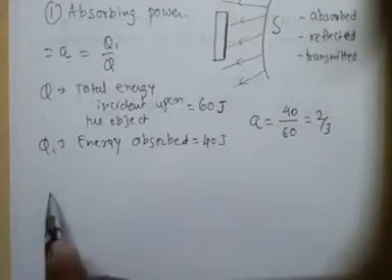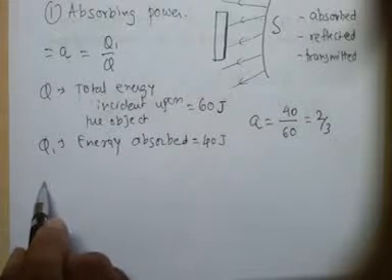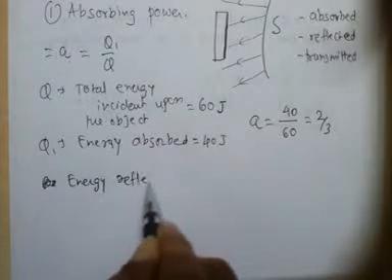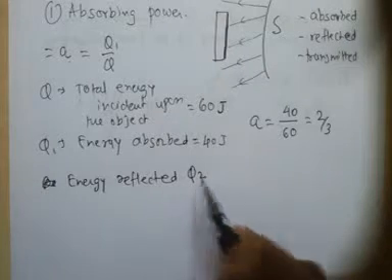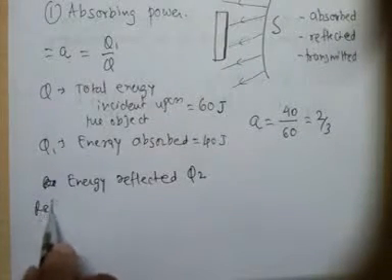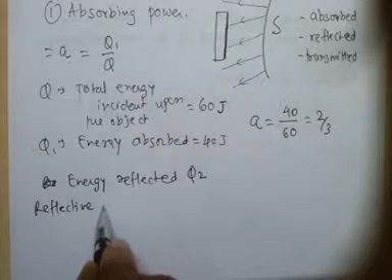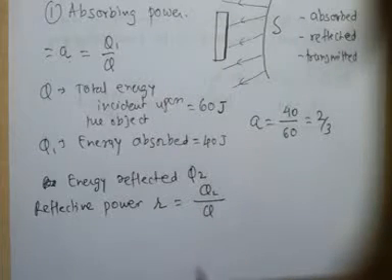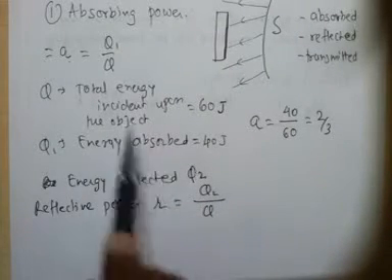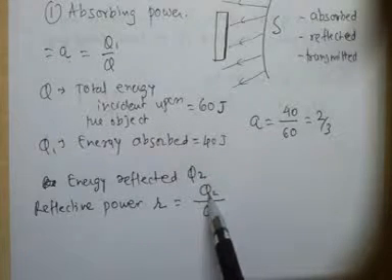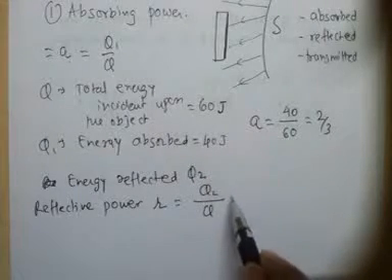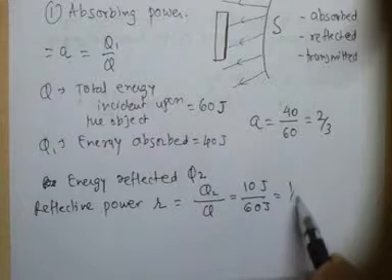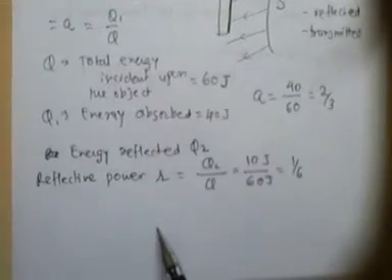Similarly, if I denote the energy reflected by, say, Q2, then the reflecting power of the surface of the object, which will be denoted by R, will be Q2 upon Q. The total energy incident is still the same, out of which a small part Q2 is reflected. Let us again take a random value, say 10 joules is reflected back and incident is 60 joules. So I'll get a value of 1 by 6. So reflecting power will be 1 by 6.